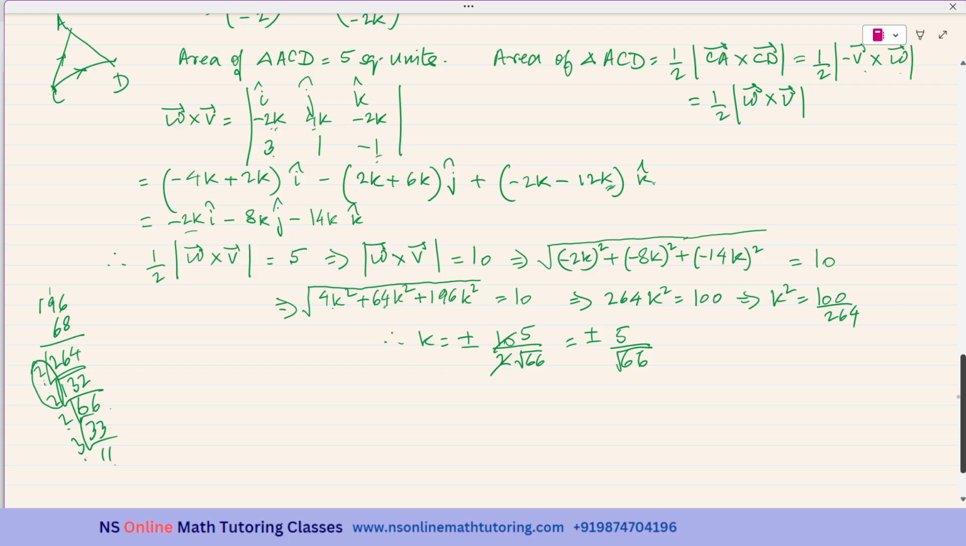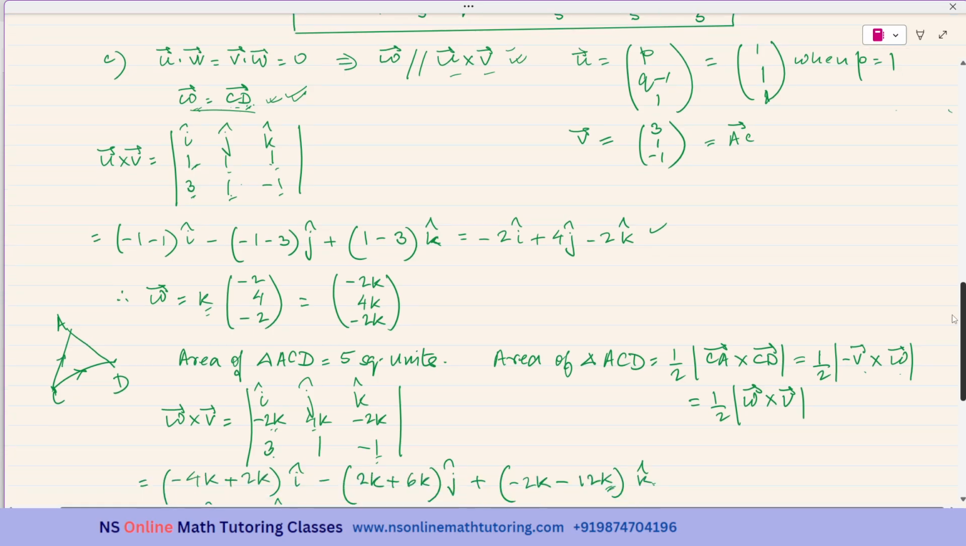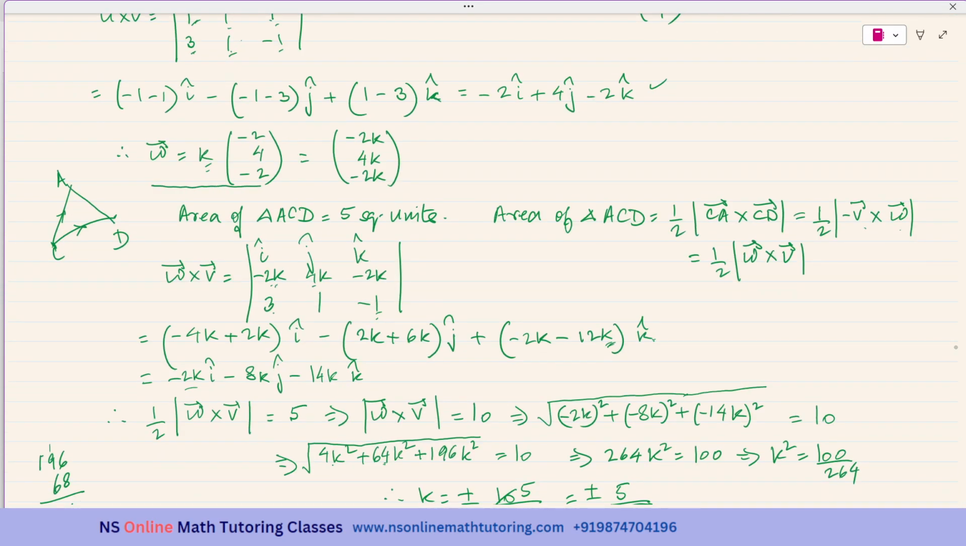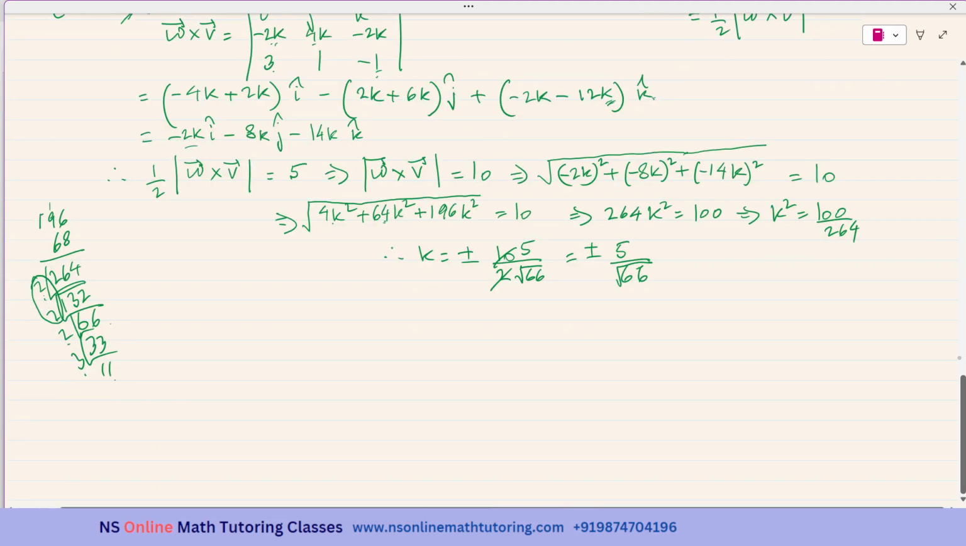square root of 66. Okay. So now we can get the W, because they have not asked to give the coordinates of the point D. They have asked for the vector W. So I can avoid the D completely. I'm just ignoring it. I have drawn the triangle ACD, but I do not know anything about D, and I do not want to know. I do not need to know. So W equal to k, negative 2, 4 and negative 2.